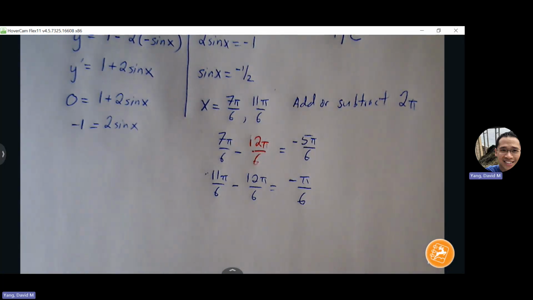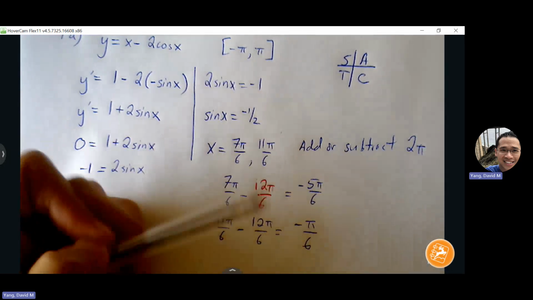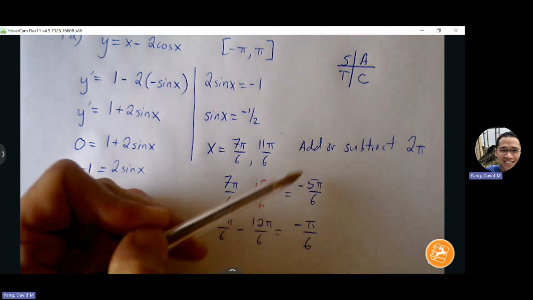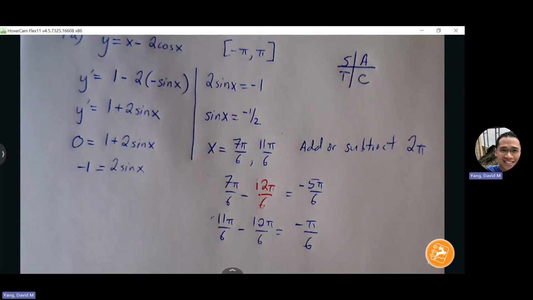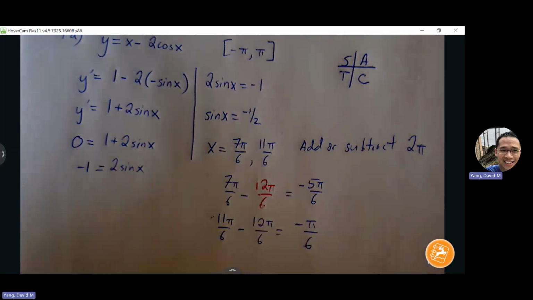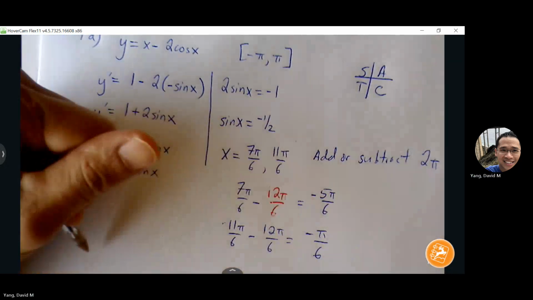So we have negative 5 pi over 6 and negative pi over 6, and that falls nicely between negative pi and pi. So these are the critical points we want to use, right? Everybody okay so far? Okay. So now let's create our y prime sign line.